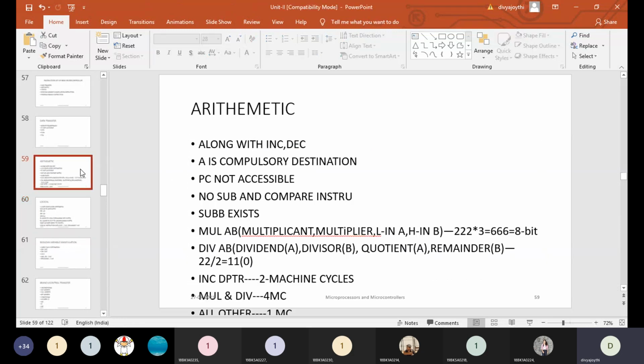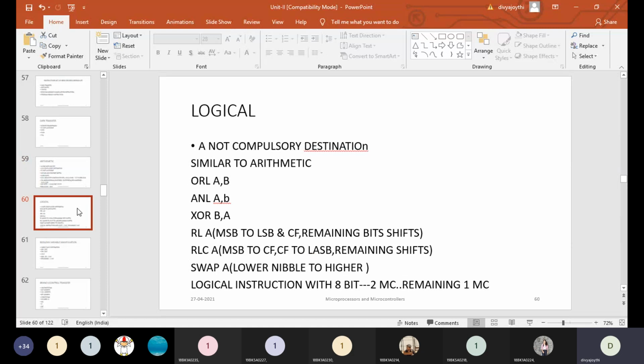But if we come to the arithmetic, in arithmetic operation, A must be used, and that too A must be the destination register only. In arithmetic operation, the accumulator must be the destination, but in logical, the accumulator need not be the destination, but it must be used. If you are performing an operation between two operands, one operand must be A only. One operand must be stored in A. And if you want to make A the destination, you can make it. But there is no rule that it should be the destination. Whereas in arithmetic, A must be the destination.